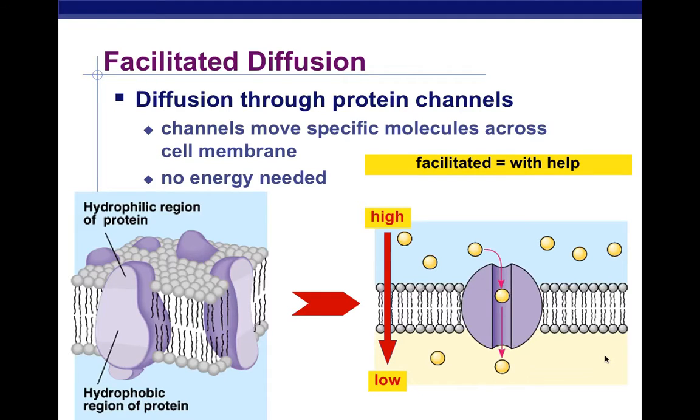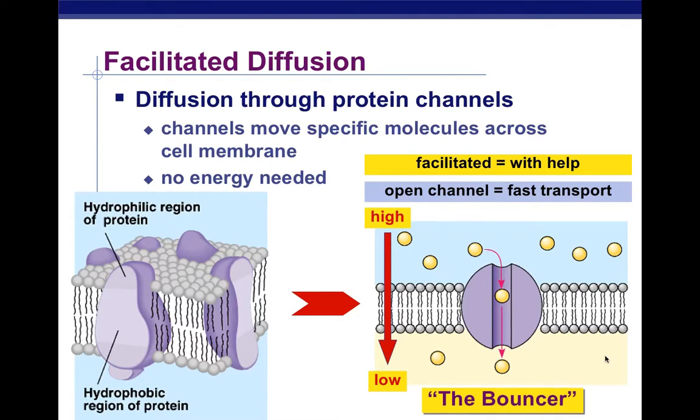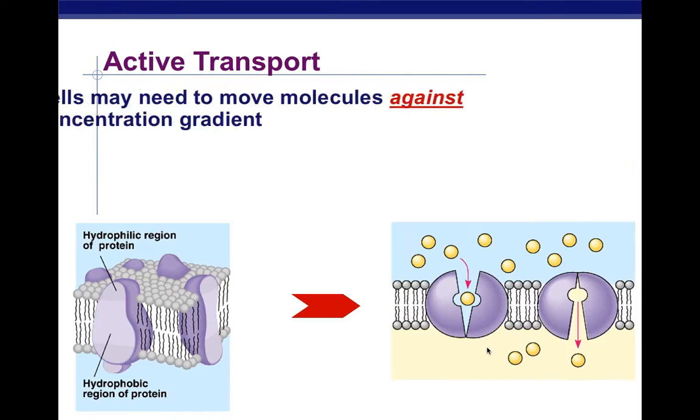Always high to low, from the top of the hill to the bottom of the hill. Okay? Sometimes you can hear these protein channels called the bouncer because they do only let specific molecules through, not just any molecule through. They are controlling still what gets into the cell and what comes out of the cell.